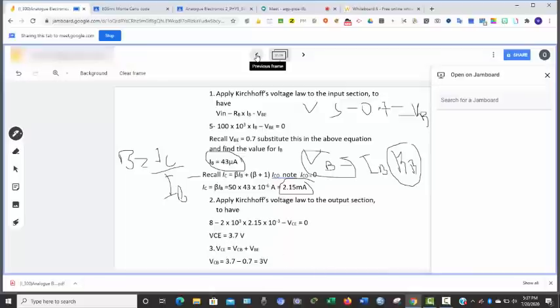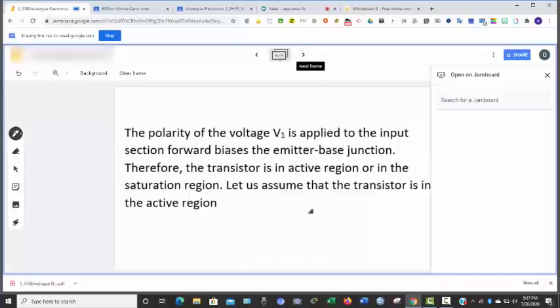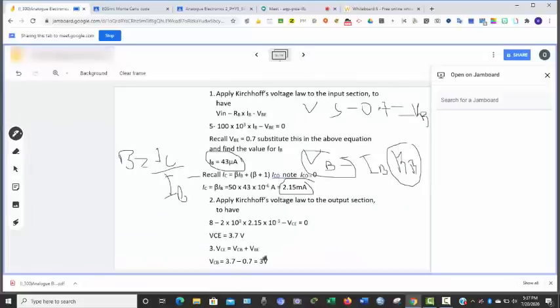If I now apply Kirchhoff's law, sometimes you can be asked to calculate what is your VCE. If you look at this equation, this place is 8 volts. So it means at this place, some voltage will be dropped, and I will have some voltage drop at this point. What you are simply saying is that this is my VC resistor. So it will be 8 minus 2 times 10 raised to the power 3, then times 2 times 10 raised to the power minus 3, then minus VCE, it will give me 0. If you evaluate this, then we will have VCE to be equal to 3.7.